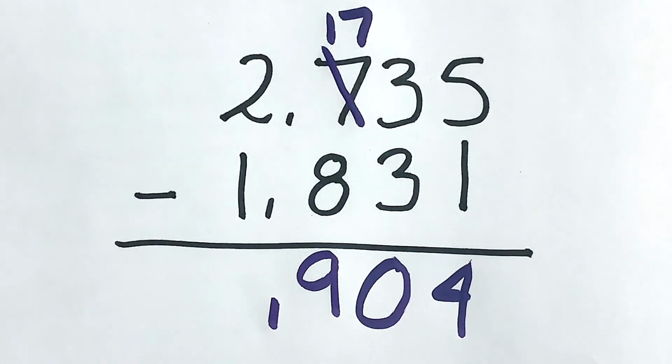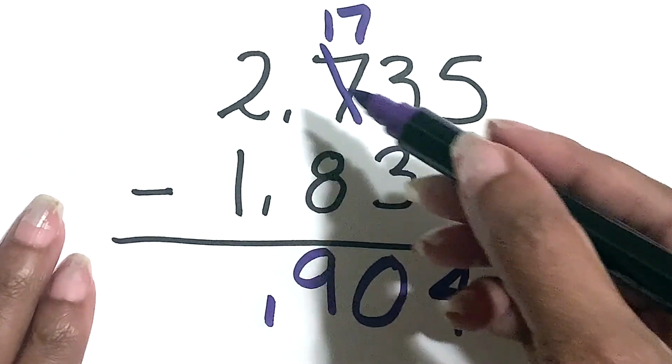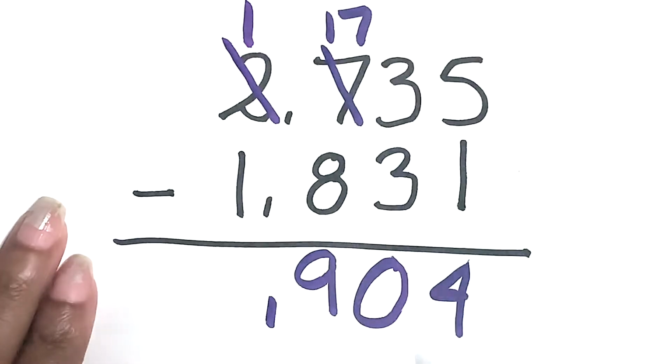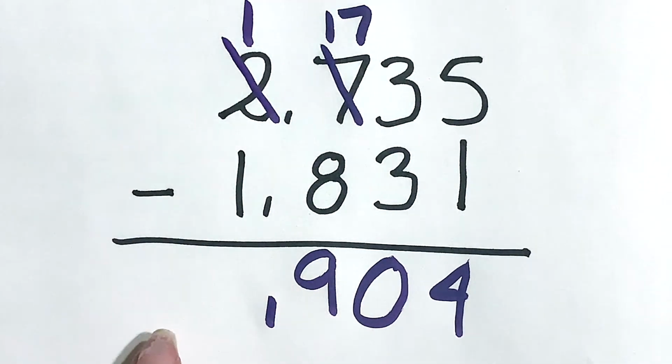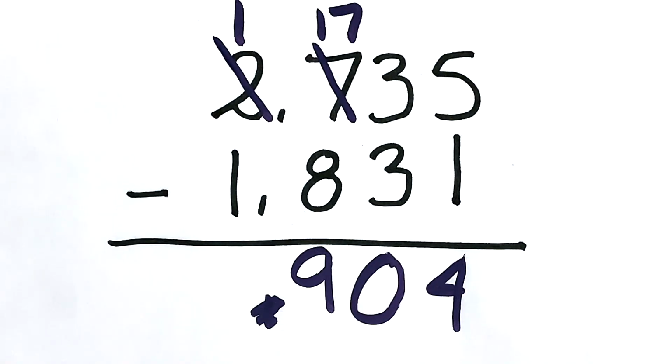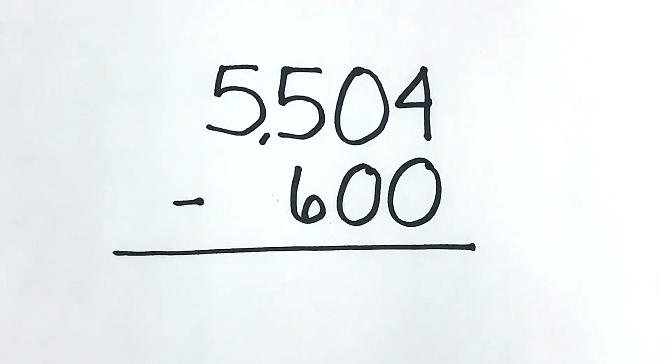Now, this 2 is going to become a 1. So 1 minus 1 is 0. We don't necessarily have to put 0. We can just leave it like this. Now, it's totally up to you, but I normally just leave it like this. So 2,735 minus 1,831 is 904.